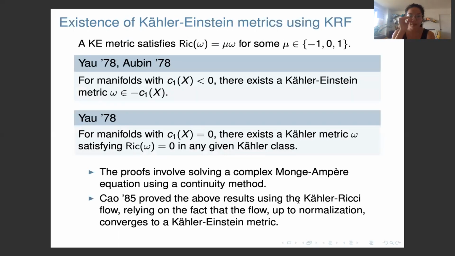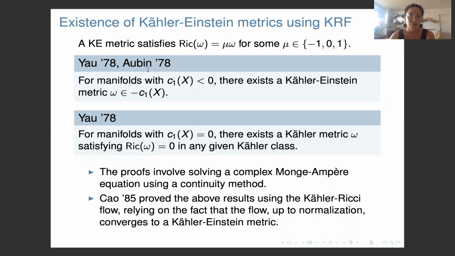Okay. So now I'll move into talking about the existence problem for Kähler-Einstein metrics, and I guess one of the big motivators for the Kähler-Ricci flow. A Kähler-Einstein metric, as I mentioned in the previous case, is a metric omega such that its Ricci form is equal to a scalar multiple of the metric itself. Because of the scale invariance on the left-hand side, we only have to consider the 3 distinct cases where mu is either -1, 0, or +1.